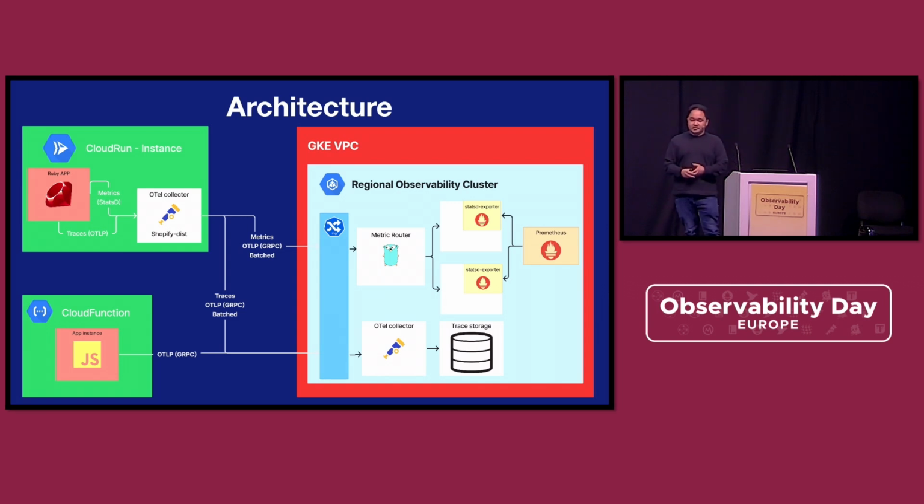And once these metrics get into our clusters, we reuse this metric router that we have. I will get into more details about that in a second. And this metric router will forward the metrics through statsd exporters to Prometheus. For traces, it's a much simpler step. So we send also traces from the sidecar, and it will go through the public ingress into a set of OTel collectors that are running inside the observability cluster and into the trace storage.